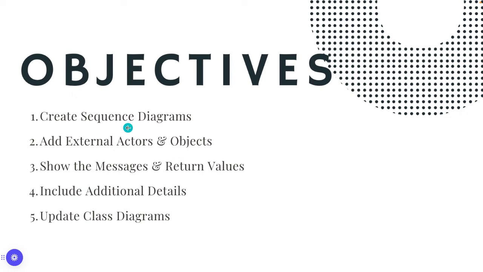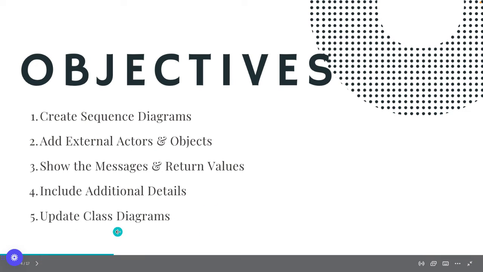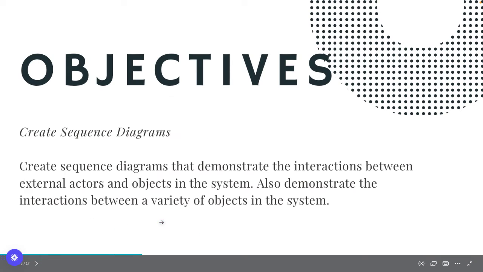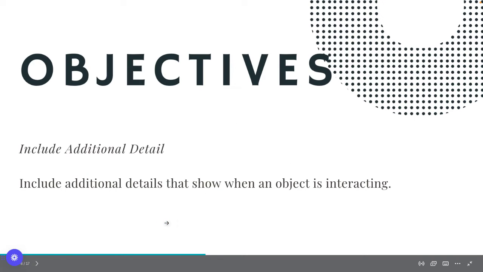So you'll see, we're going to show the messages and return values. So what message, what method gets called, and what value gets returned. We're going to include any additional details such as parameters or any notes that might be necessary, and we're going to update our class diagram as necessary. So I just walked through these, so I'm going to go ahead and pass this.